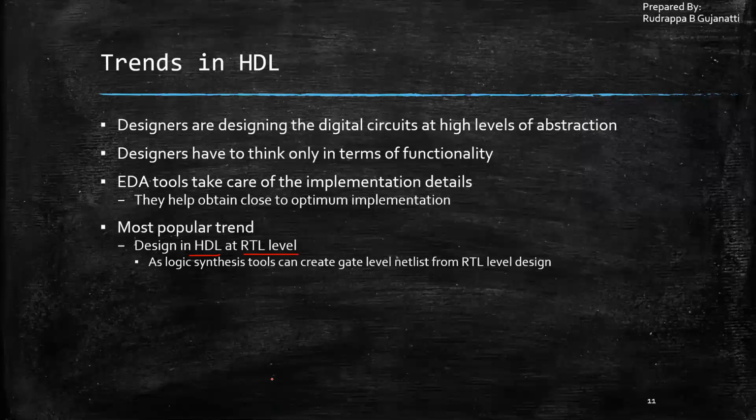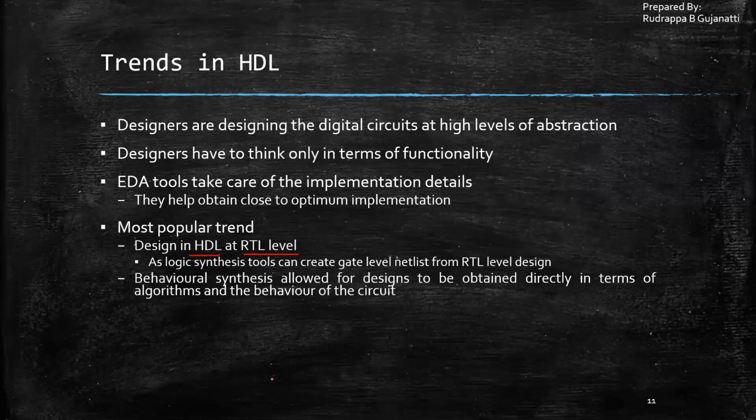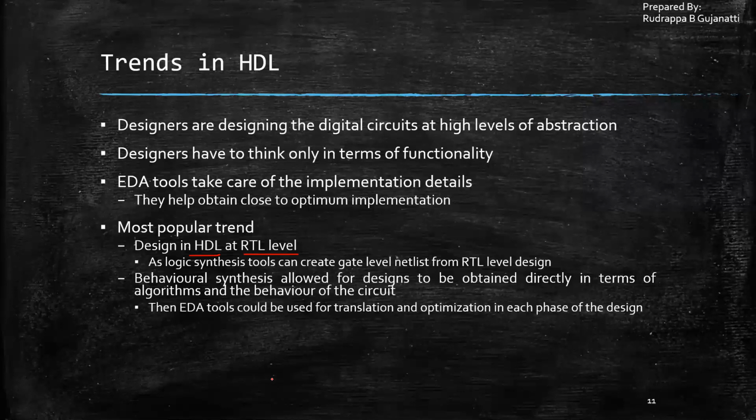Then behavioral synthesis also played an important role, which basically allowed the designs to be obtained in terms of the algorithms that can be utilized, and then we can go ahead and check how the circuit is performing, whether from a behavior point of view or the functionality point of view. That's why it is also termed the algorithmic level of abstraction, wherein you're trying to use algorithms in order to implement the digital circuit. Again in this, we had different kinds of EDA tools which were used for translation and optimization purposes.